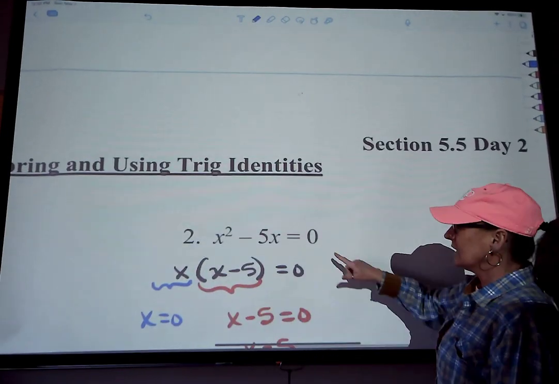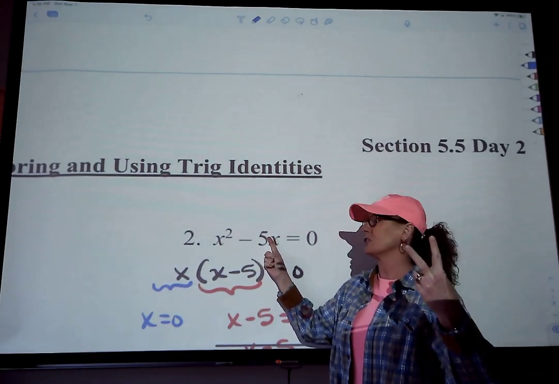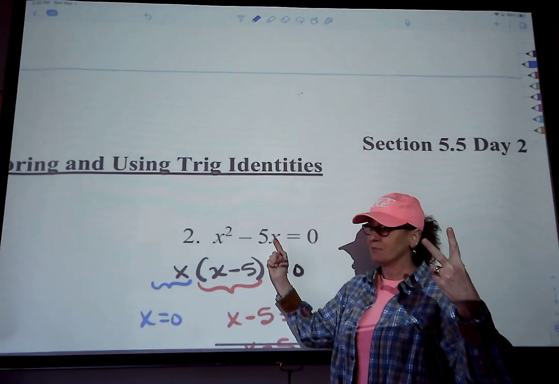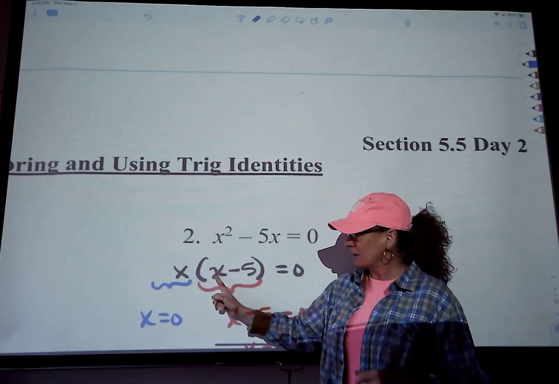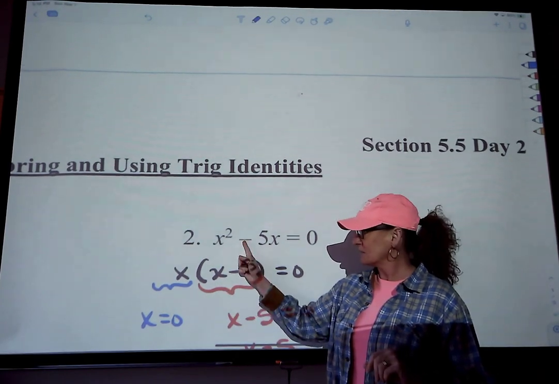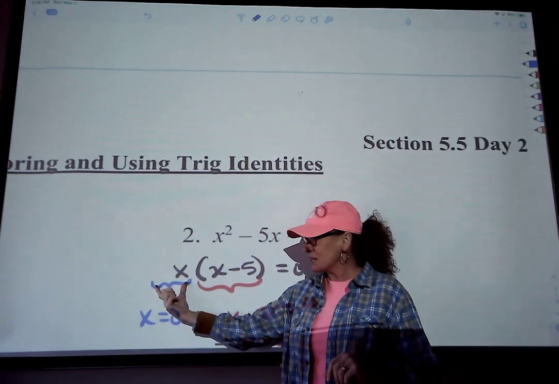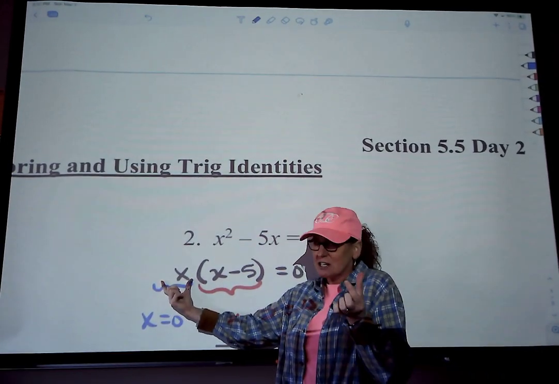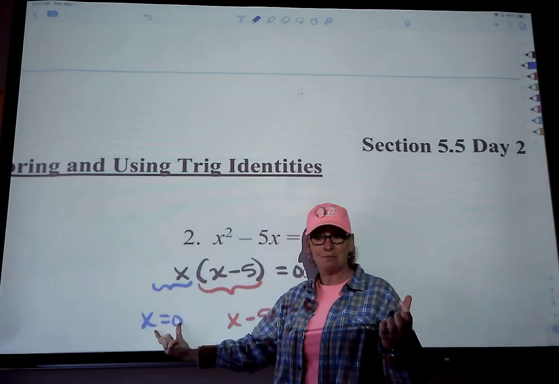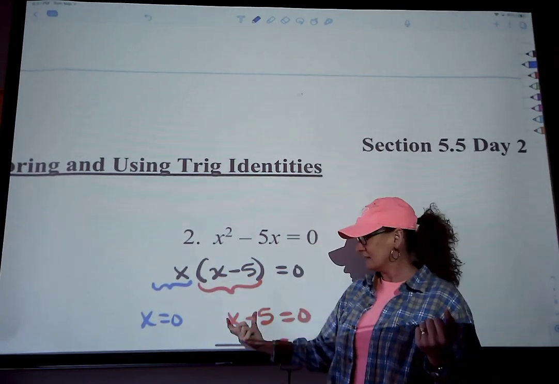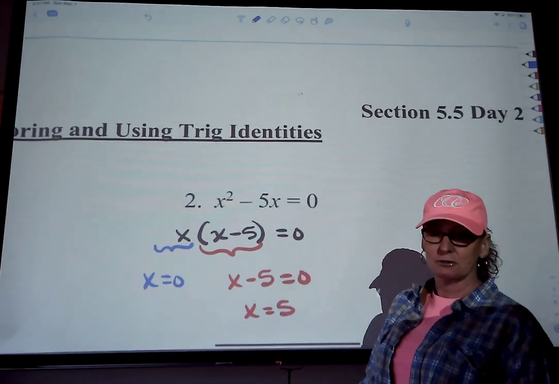Next one, it's set equal to 0. Two terms. Do you have a greatest common factor? Yes, you do. You have an x. Pull it out. I pull an x out of x squared, and I'm left with a plain x, minus. Pull an x out of the 5x, and I'm left with a 5. I take this quantity, which is just an individual term, and set it equal to 0. Oh, look, there's a solution. And I take this quantity and set it equal to 0, and then add 5 to both sides to get my other solution.